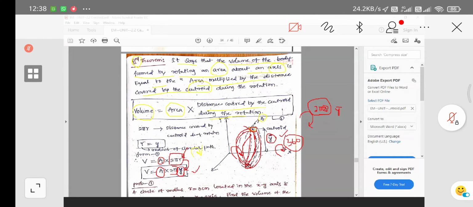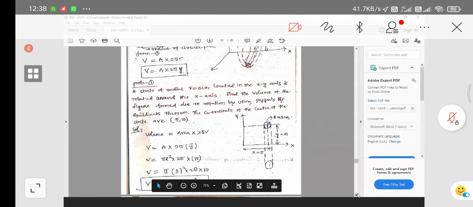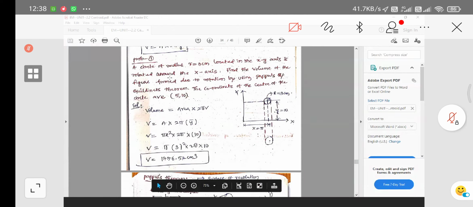This is a two-dimensional element. So very simple. We will solve another problem also. So see here.